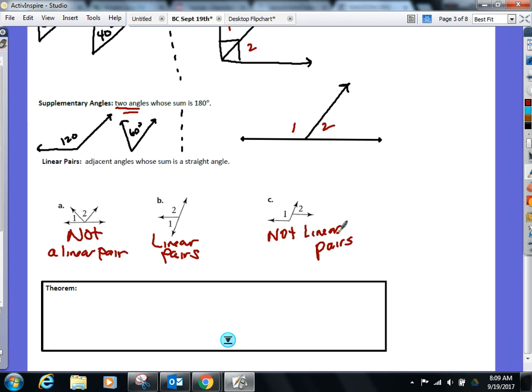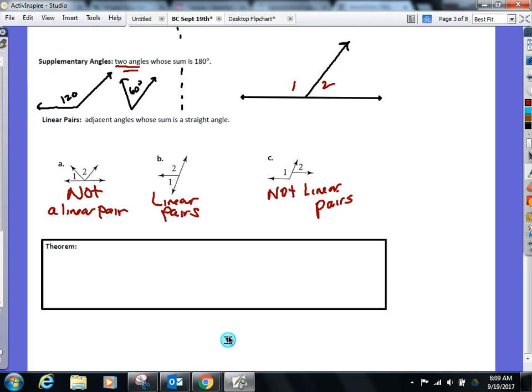All right. Questions? Comments? Any concerns? Linear pairs. Adjacent and? Okay, again, why am I harping on that?